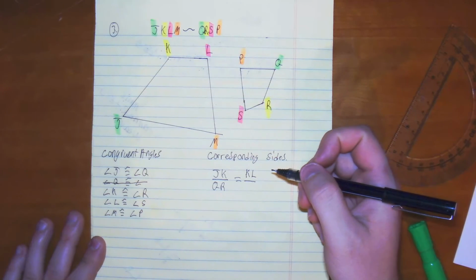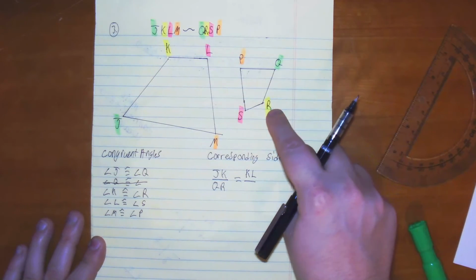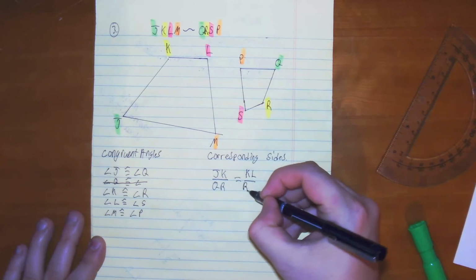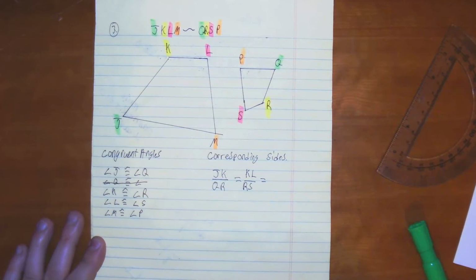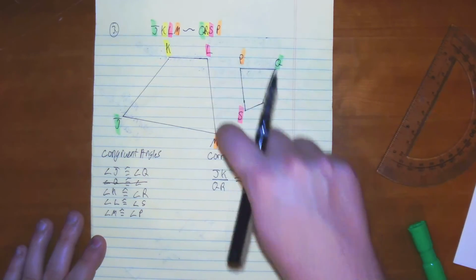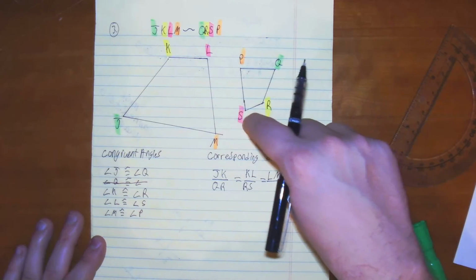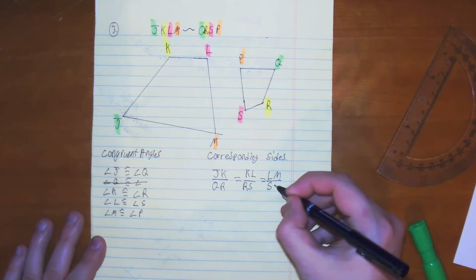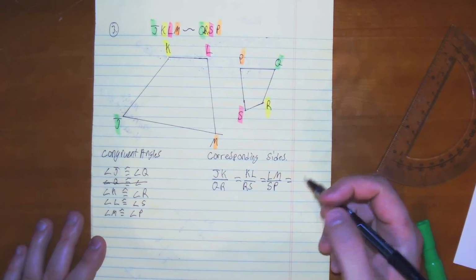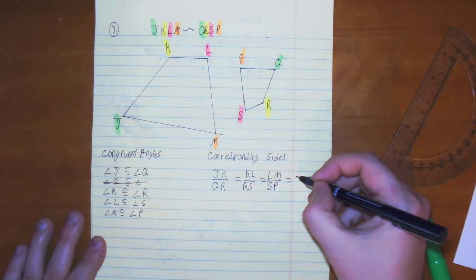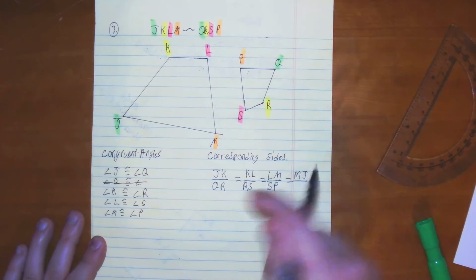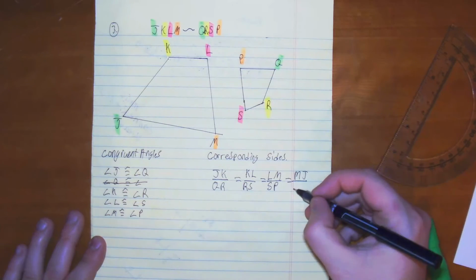over, so we start with yellow, so it's going to be R to S, which will be equal to, now we start at L, L to M. L to M would be the same as S to P. And to finish this off, it would be MJ over P to Q.